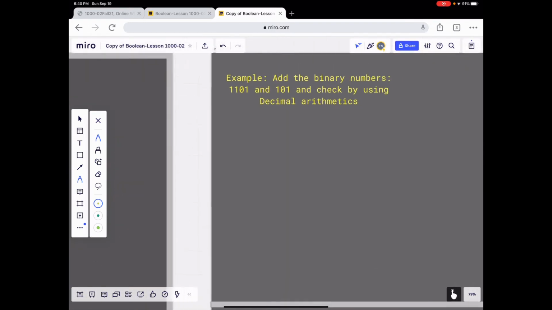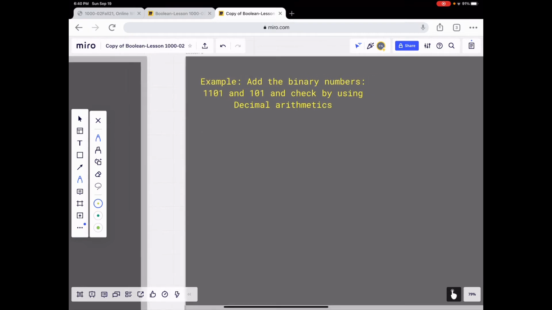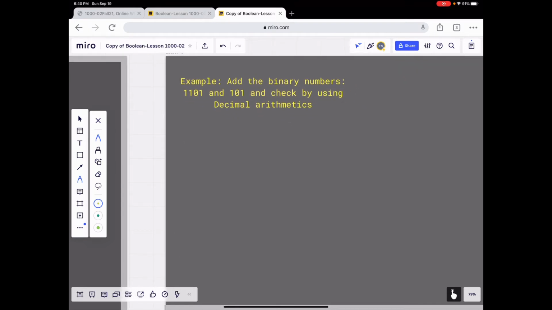Now, in this example, we do the same thing, but we want to make sure that we check by using decimal arithmetic. We're going to verify the answer by using decimal addition. So let's write out again 1, 1, 0, 1, and 1, 0, 1.